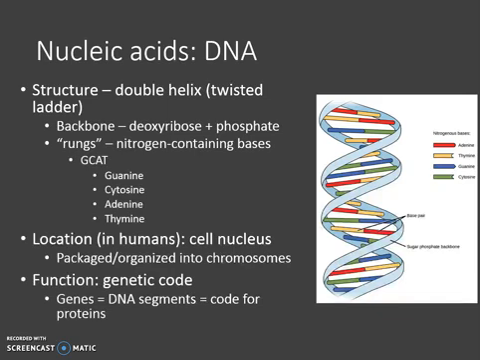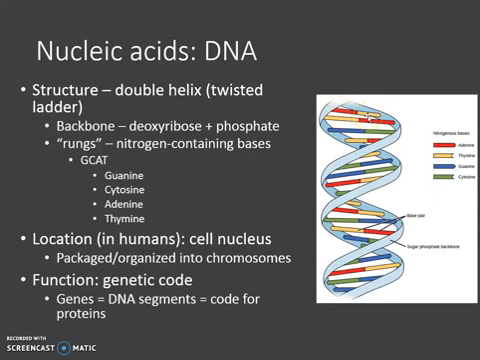So DNA is a type of nucleic acid, and it looks like a ladder that has been twisted around itself, and we call that a double helix. So this is our double helix here, and on the outside of the double helix, so these would be like the supports of the ladder, that is where we find the sugar, deoxyribose, and the phosphate groups that are bonded together.